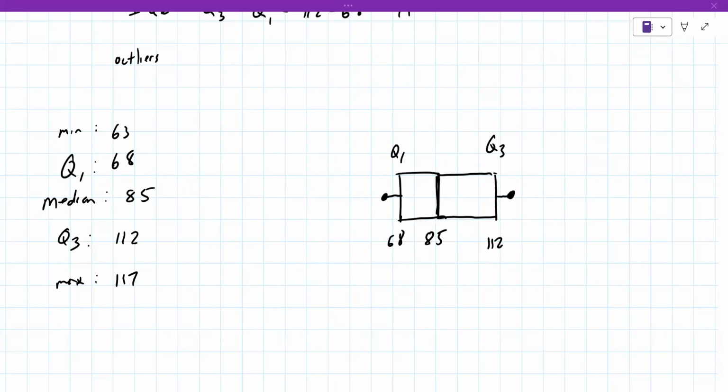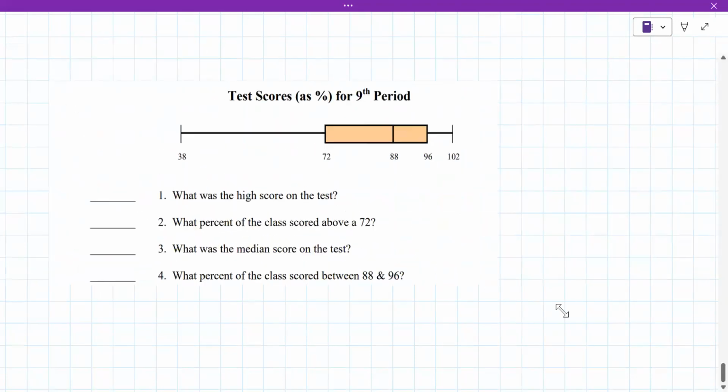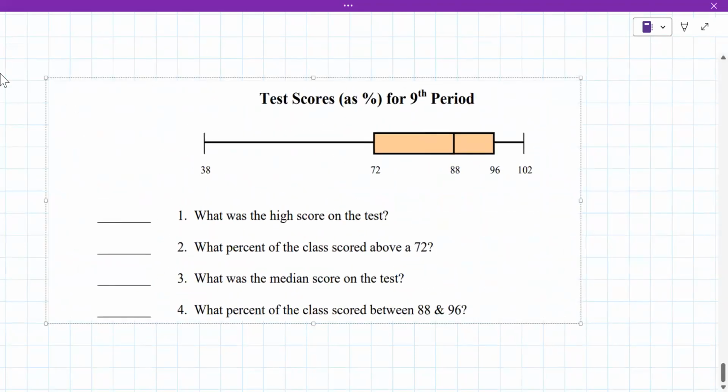So there are some other questions we can look at to interpret box plots. This is something you might see on a test or quiz. Sometimes they give you one to make and then the other one is to interpret. So they've given you the box plot here and they're asking you for the highest score on the test. What's the biggest number in this data set? I know you don't have it, but you have the box plot, which includes the max and the min.